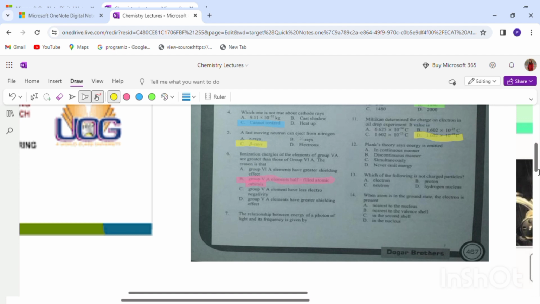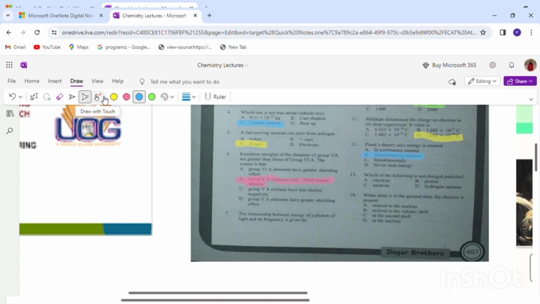So 12, Planck's theory says energy is emitted. How is energy emitted? They basically ask us, in continuous manner, discontinuous manner, simultaneously, never emit energy. This we discussed when we were discussing Planck's quantum theory, and that was in discontinuous manner, right?